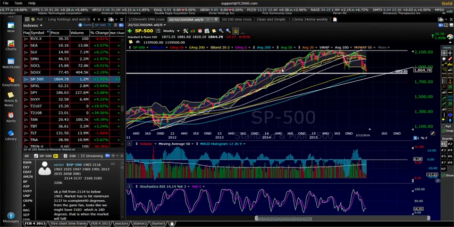The same thing happens with price. The more times you touch an area of resistance or support, it weakens. Eventually, you get enough force to break through, and that can be an extremely significant move.